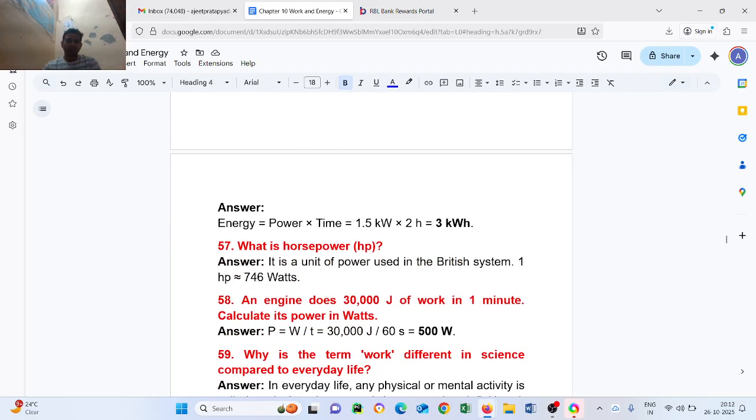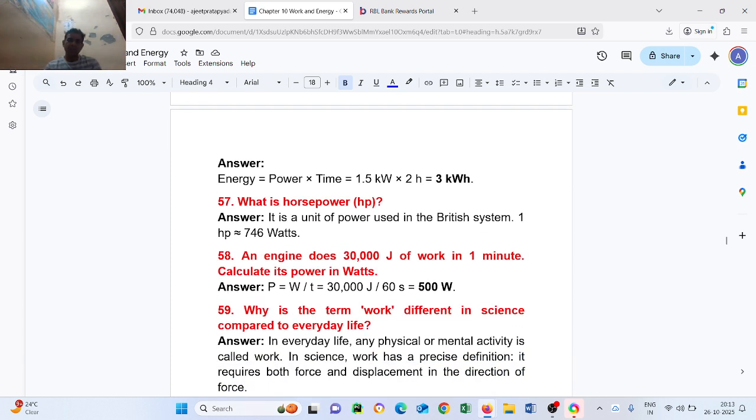Question number 57. What is the horse power, HP? It is a unit of power used in the British system. 1 HP equals 746 watts.